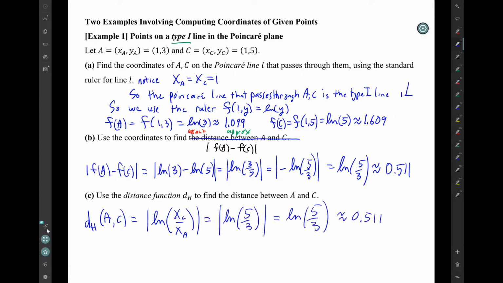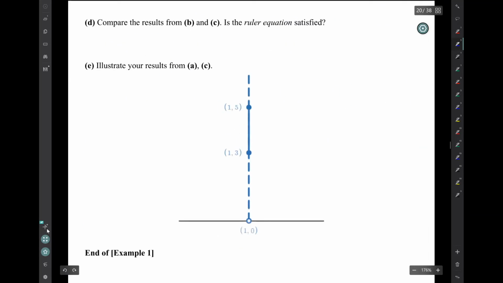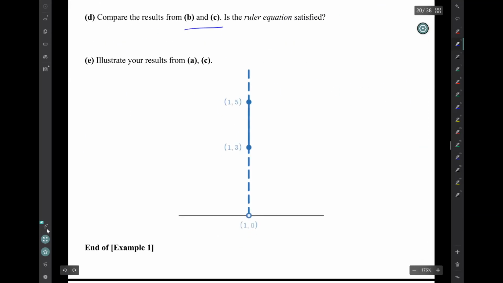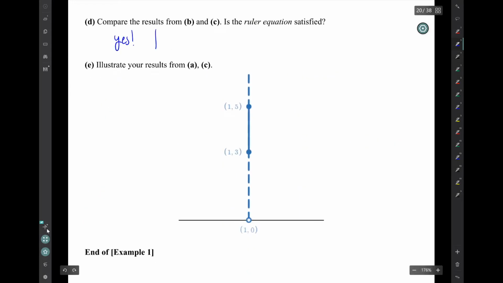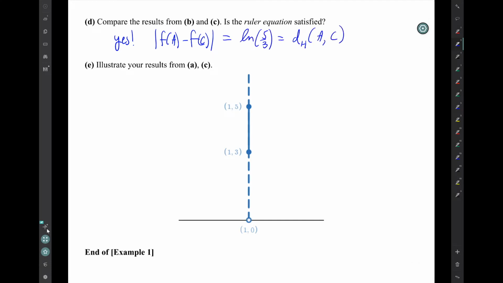I get ln of 5/3 again. Compare the results from B and C. Is the ruler equation satisfied? Well, yeah, the result of this calculation was ln of 5/3, and that's the same as the result of this calculation. Question E is to illustrate those results.